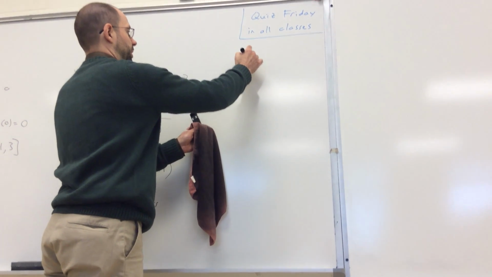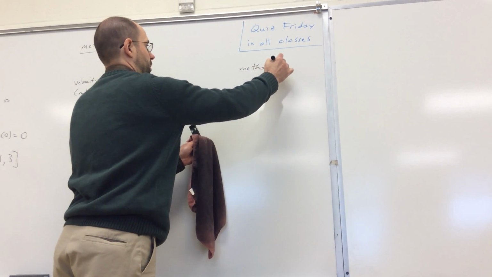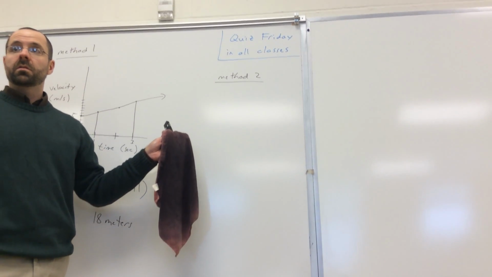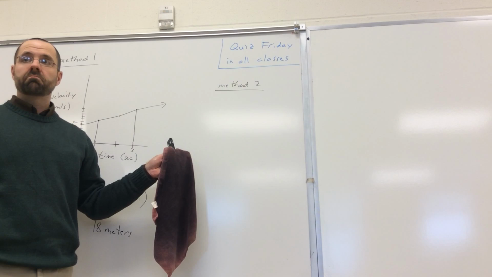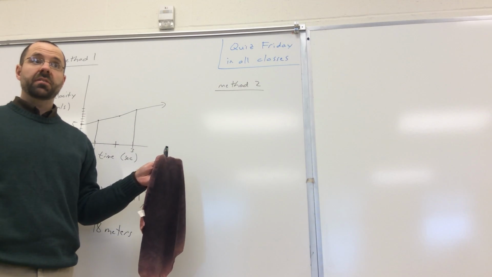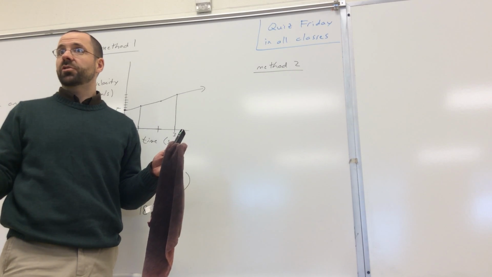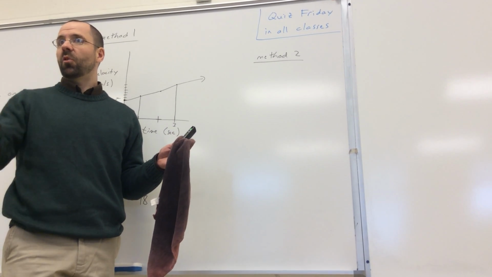Okay, what's another way to do it? Yeah, Braden. Could you take the antiderivative of velocity to get position? Exactly. If we take the antiderivative of velocity, we'll get position. And position function should help us figure out how far the thing went.